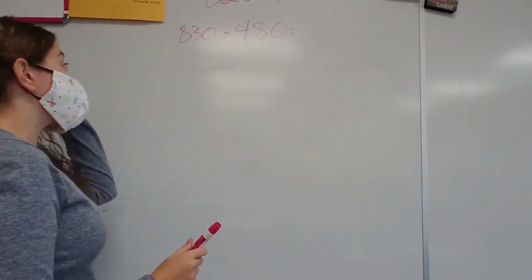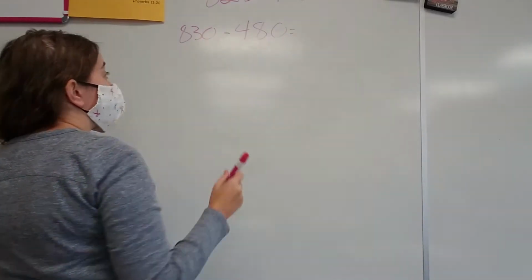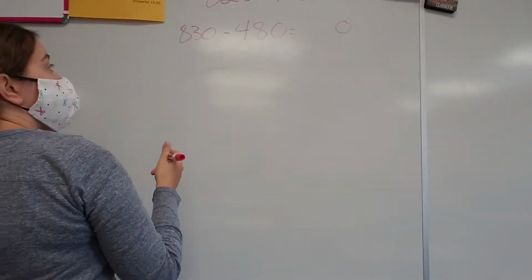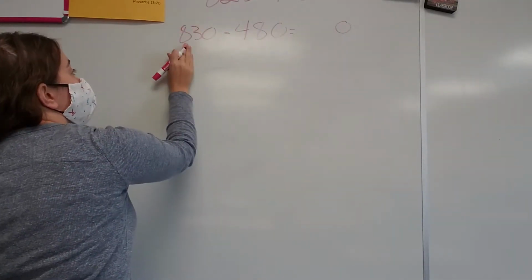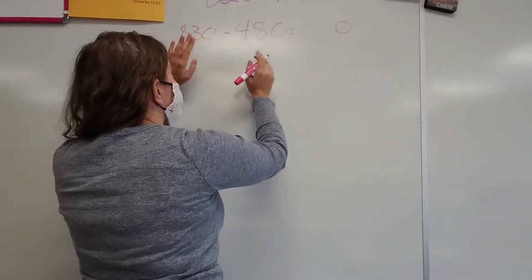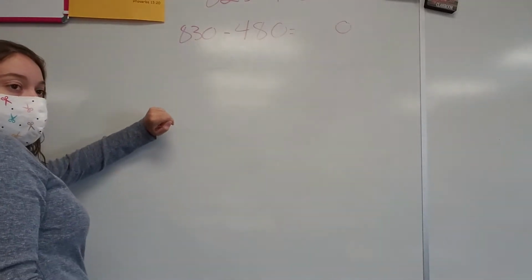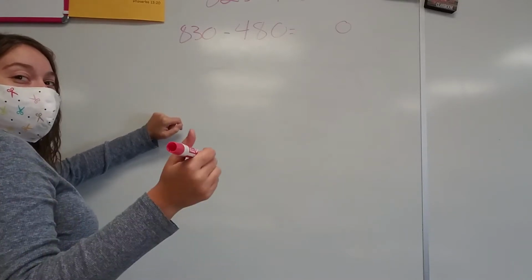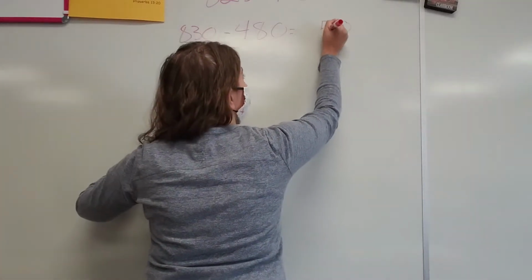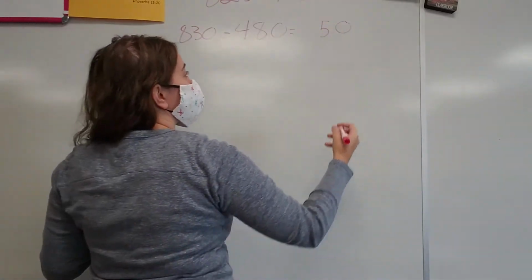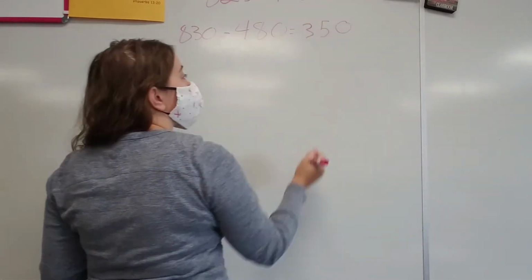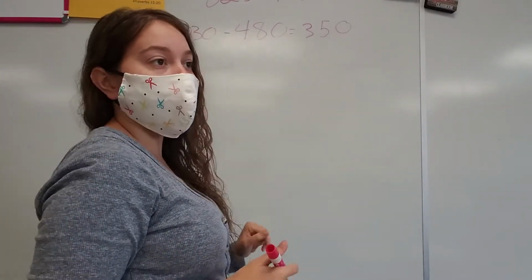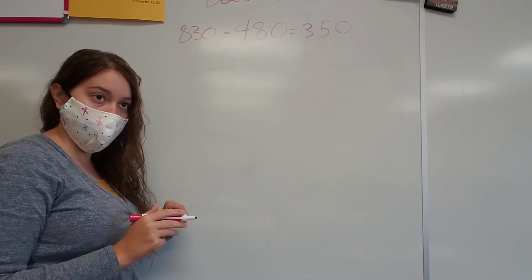Okay, so what's 0 minus 0? 0. Can we do 3 minus 8? No, so we gotta borrow, and this will be a 7, and this becomes 13. What's 13 minus 8? What's 13 minus 8, Grace? 5. Good, 5. And now we have 7 minus 4 is 3. So our estimate is 350. Okay? That's our estimation. Makes sense?